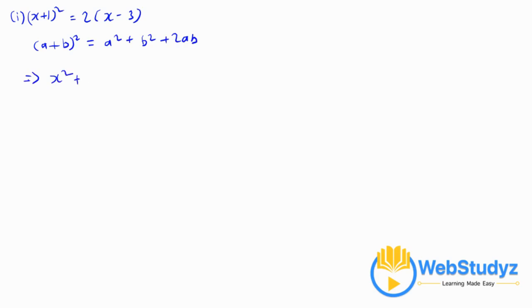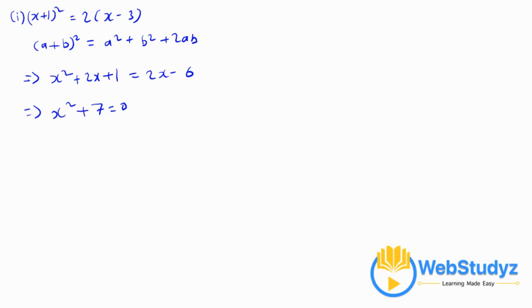Starting with the first. In the first we have (x + 1)² = 2(x − 3). Now by using the formula (a + b)² = a² + b² + 2ab, we can write this as x² + 2x + 1 = 2x − 6. So solving this we get x² + 7 = 0.